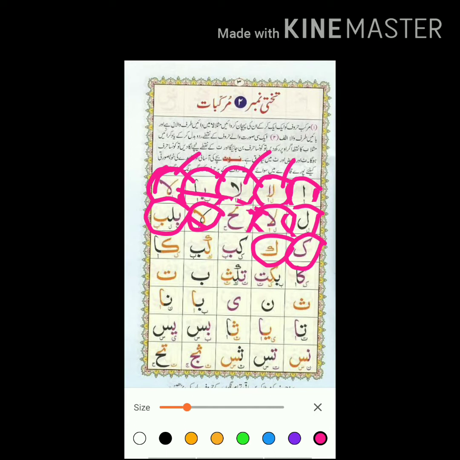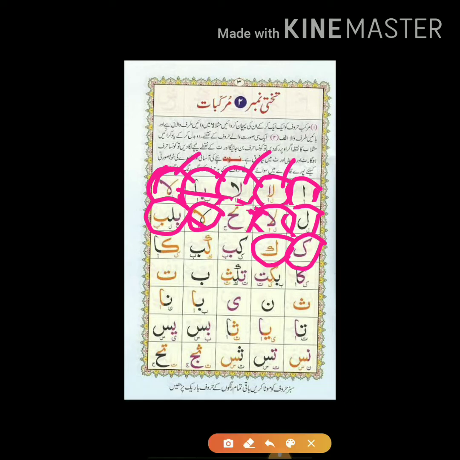And I have already told you in my first lecture that if we compare this letter with the English alphabet, then it sounds like K. So we will not talk about it briefly, because if you want to know the sounds of the letters, then you should see my lecture number 1, where I have explained it briefly.